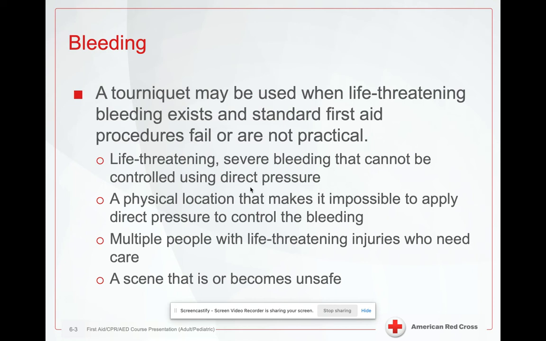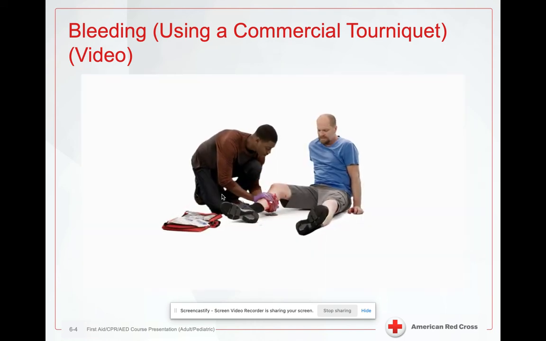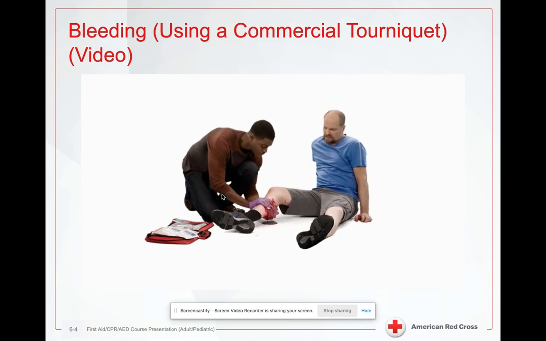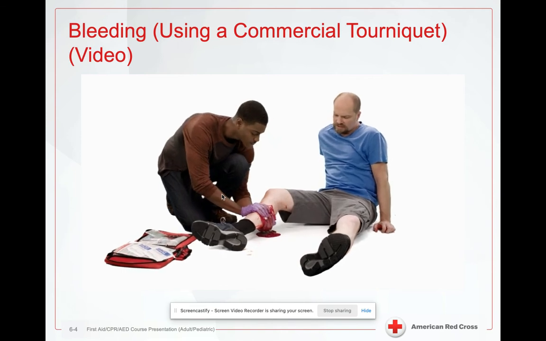So life-threatening severe bleeding that cannot be controlled using direct pressure, or a physical location that makes it impossible to apply direct pressure to control bleeding, or if there are multiple people with life-threatening injuries who need care, or if we have a scene that is or becomes unsafe. So all reasons we may use a tourniquet. A tourniquet should be used, if available, when life-threatening bleeding exists on an arm or leg and standard first aid procedures fail or are not practical.